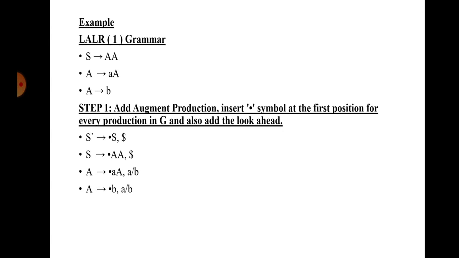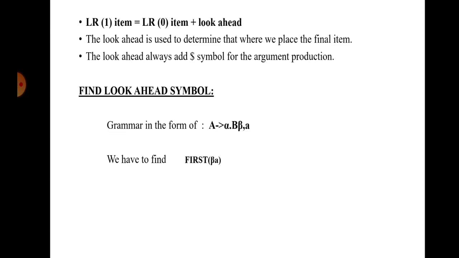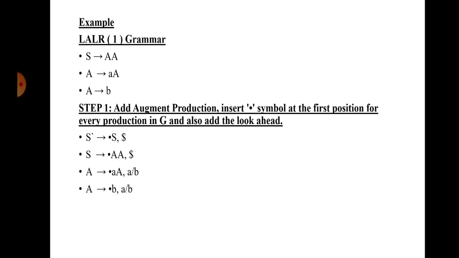So this is the normal LR parsing. But this is LALR, so we have to find the look ahead symbol. The look ahead symbol is easily found by first of beta a, by comparing with the production A tends to alpha dot B beta comma a. Here in the first production we initially place dollar as the look ahead symbol, because it begins with the new production, so there is no look ahead symbol. So we can easily write dollar for the first production.